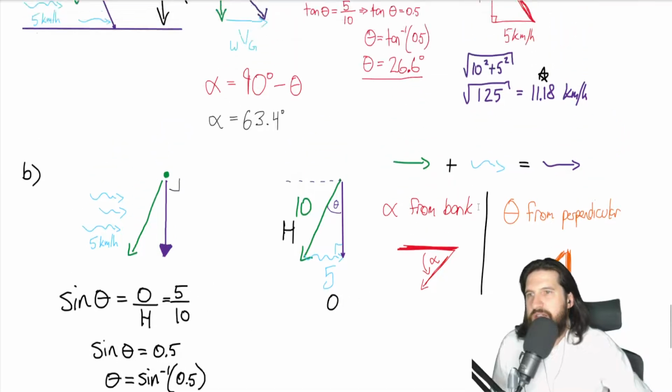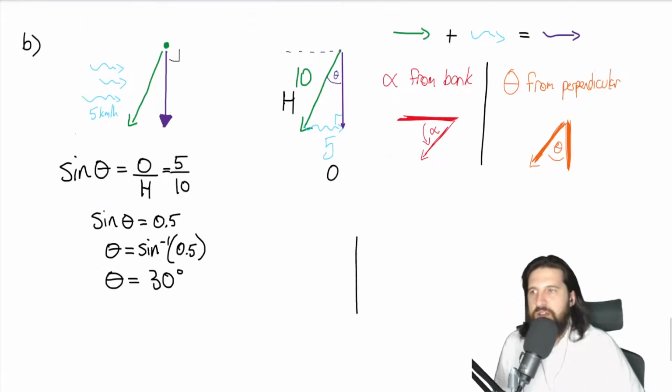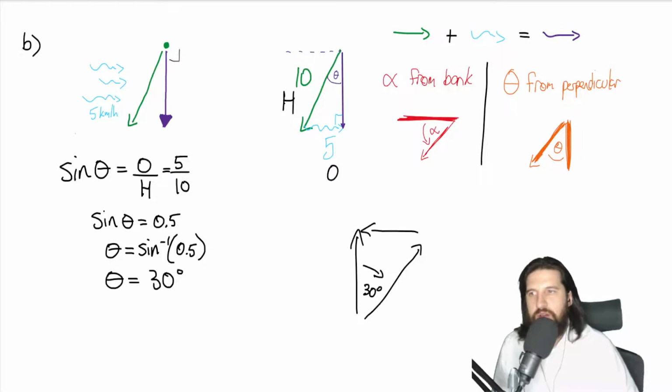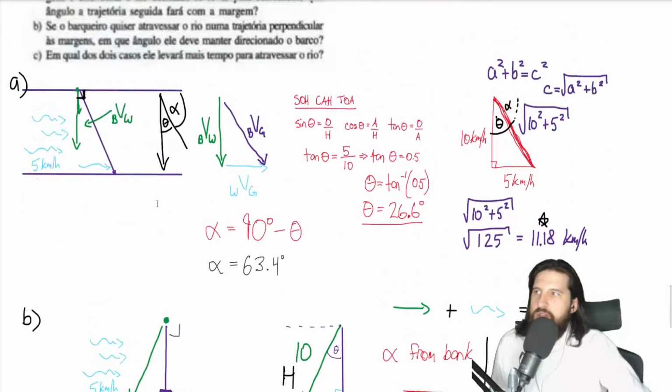Okay, so how would you say this? You would say go from directly across, go to the right by 30 degrees. And that way the water can push you to the left. Right? So I think you would just put that into a sentence. Okay, what about C?